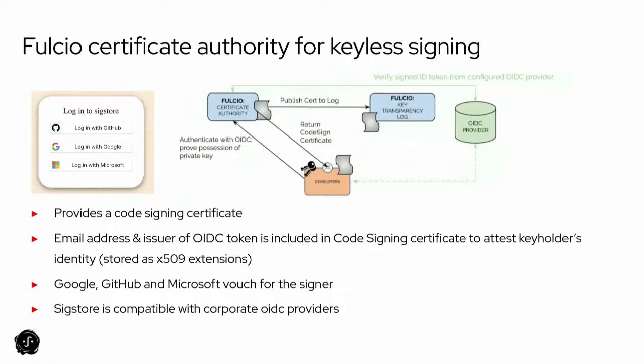And Fulcio takes this token, takes your public key, attaches it, and gives you a certificate. So basically, you know who the signer is and who's vouching for that signer. We use publicly available open identity providers like Google, GitHub, Microsoft. But Fulcio is compatible with corporate OIDC providers as well. You just have to spin up your own instance of Fulcio.